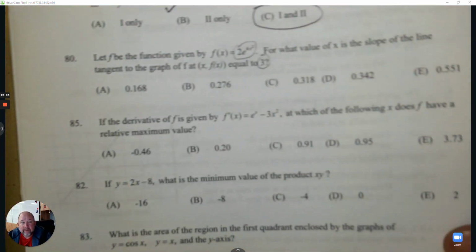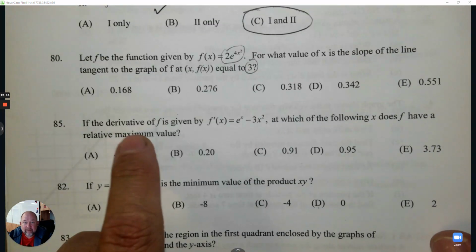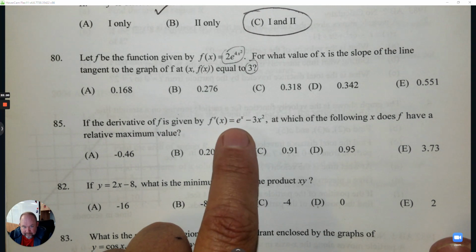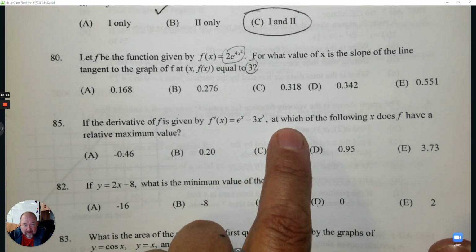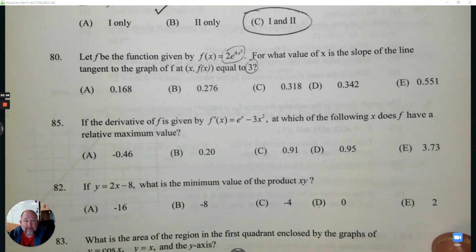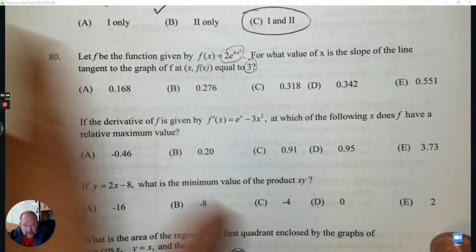All right, 85. Again, it looks like a calculator question. The ones that need a calculator are pretty simple, I think, on the whole, because we have a good calculator to do this. As soon as I say it, it's going to be complicated, right? So the derivative of f is here. At which of the following values of x does f have a relative maximum value? So to find a maximum, we take the derivative equal to 0. So let's do that first.